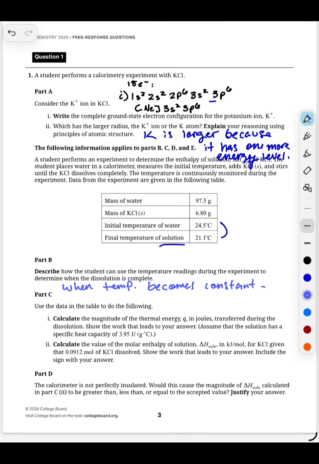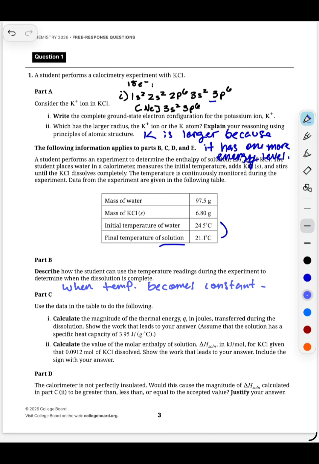Because if the salt is completely ionized now and is being attracted to water through ion dipole, the change in those attracting forces is going to result in the change in kinetic energy of the solution. And then that becomes constant. That is then your final temperature of the solution. That is when the dissolution is finished.